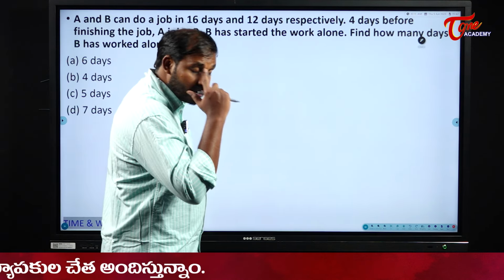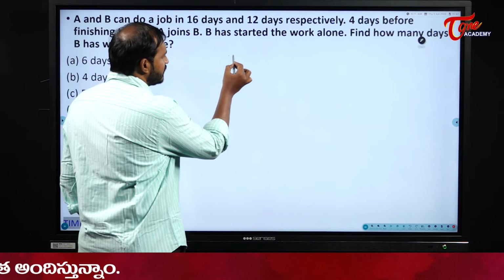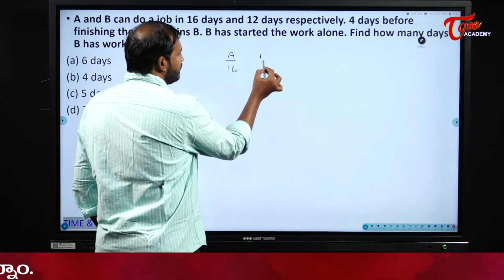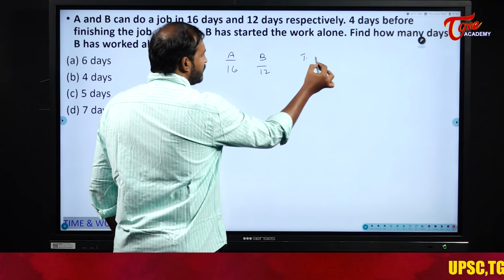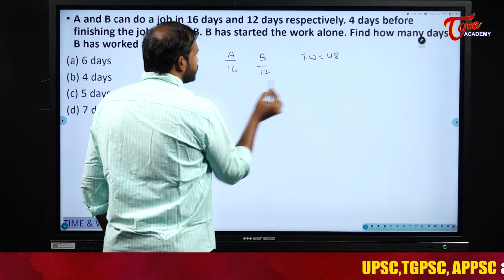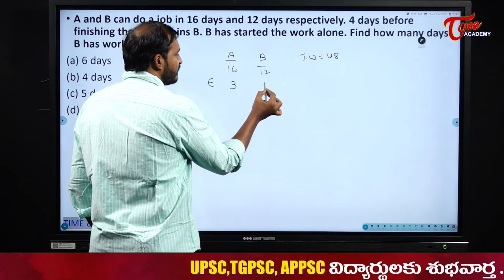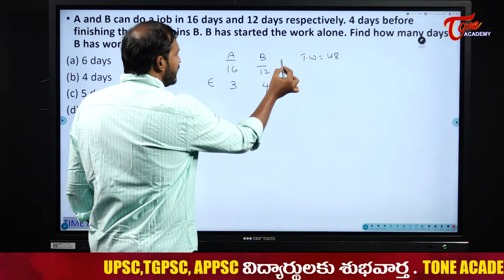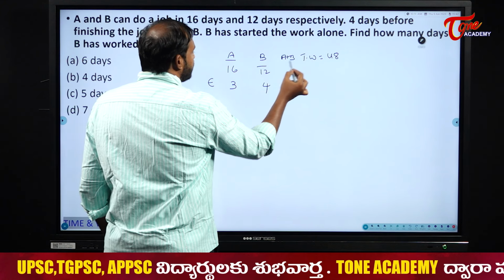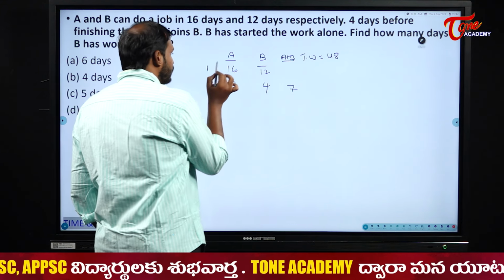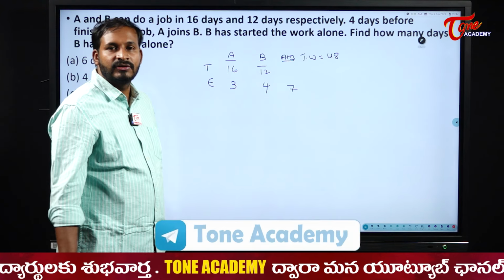Now see here, as usual, whatever may be the question, as I already told you, A, B, 16, 12, total work will become what for me here? 48. So what are their efficiencies? Efficiency of A is 3, efficiency of B is 4. And their combined efficiency is how much? 3 plus 4 becomes 7. So this should be done in a quick time.